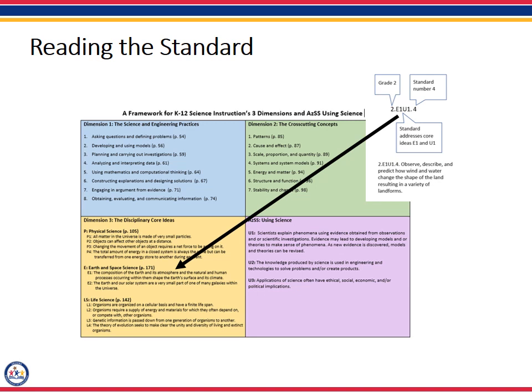While students are learning content from core idea E1, they will also be using science. Find Arizona Science Standard U1 in purple on your snapshot. In the 2nd grade, 4th standard, students should also explain the phenomena of how wind and water change the shape of the land from the standard by using evidence obtained from observations and/or scientific investigations.